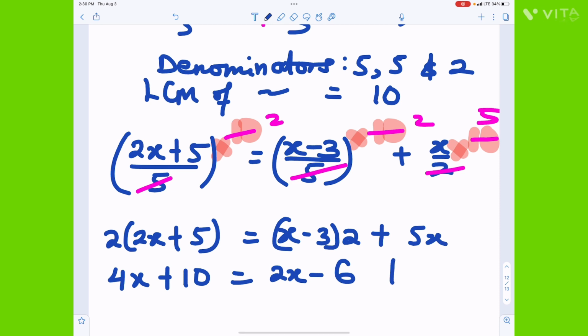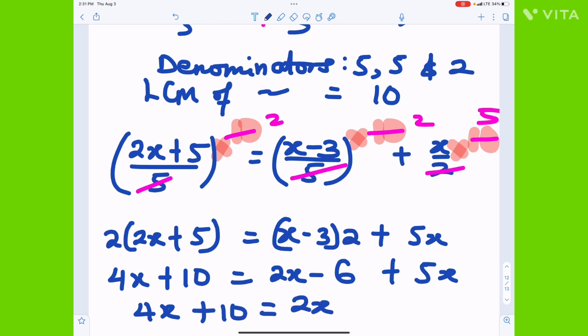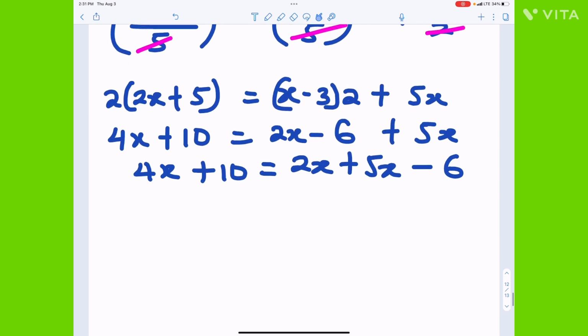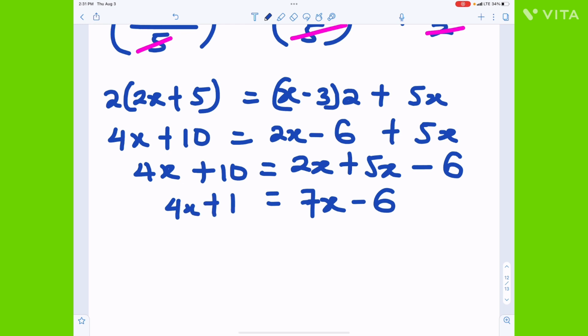2x minus 6 plus 5x. So this gives 4x plus 10. Let me do some tidy work on this right before collecting like terms. So I'm rearranging on the right. I'm just putting this together with 2x. I'm not collecting terms across two sides, so my sign will not change. Minus 6. So this gives me 7x minus 6, 4x plus 10.